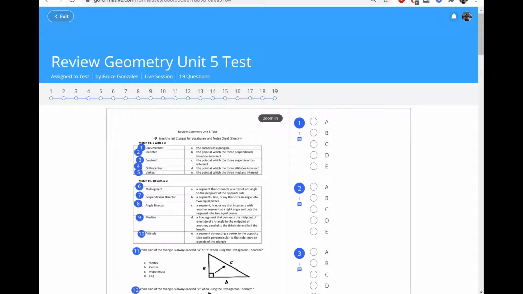You're reviewing on Wednesday. All right, but you have this Geometry Unit 5 test review on goformative.com. So when you go on there, you can do this. That way you can get ready for your test next class. So remember, your review is very similar to your test. So you definitely want to understand this.